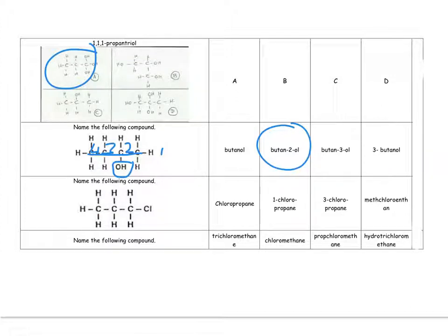Name the following compound. I have got a 3-carbon chain, so it's prop, and there's a chloro on the first one. So, since it's going to be 1, 2, 3, therefore it's 1-chloropropane.